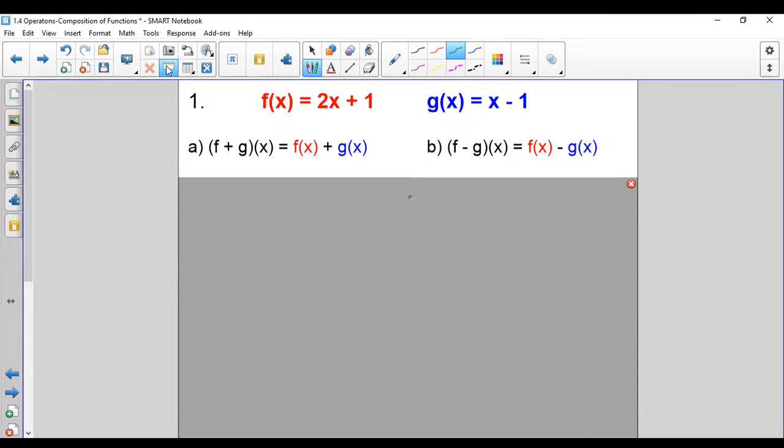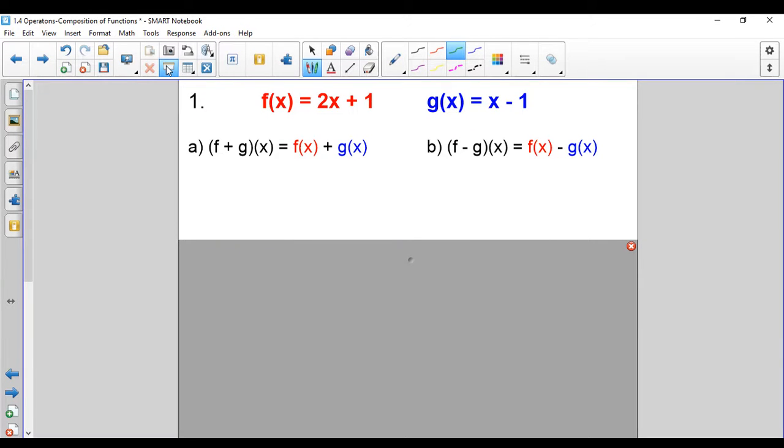Just go part by part here, just not to get overwhelmed. I'm going to give you two functions, or maybe three functions in some problems as well. In this case, two linear functions, shouldn't be anything crazy to start us out. I have f of x equals 2x plus 1, g of x equals x minus 1. So the notation you're going to see is what's in the black here, f plus g of x. What that means is f of x plus g of x.